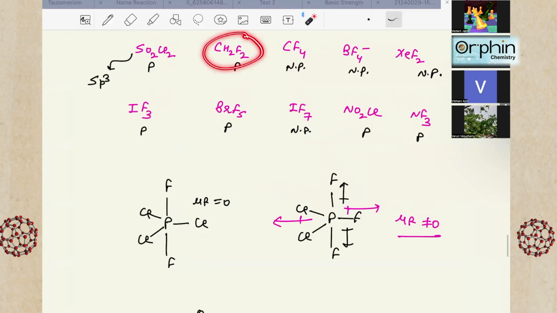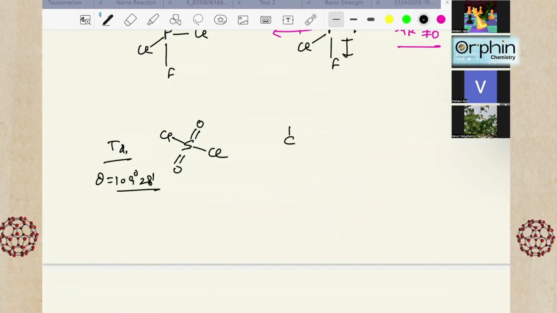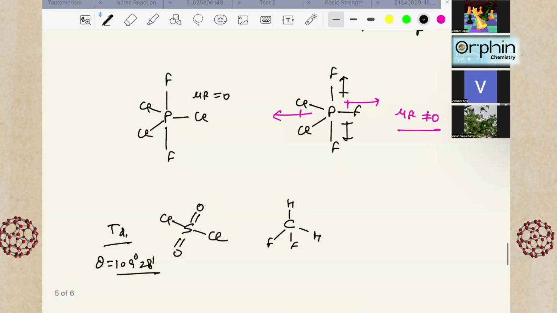Same thing is in CH2F2. This one is again tetrahedral. Carbon, hydrogen, hydrogen, fluorine, fluorine. Again, the net dipole moment is not 0. It is polar.